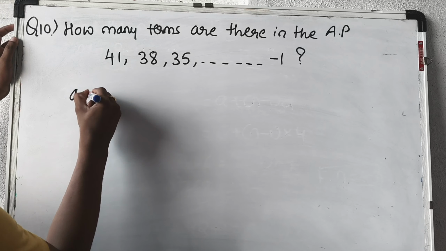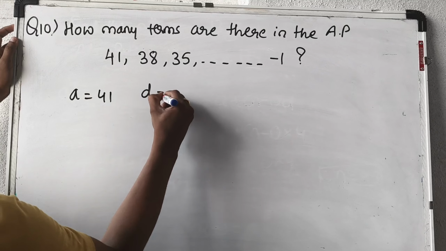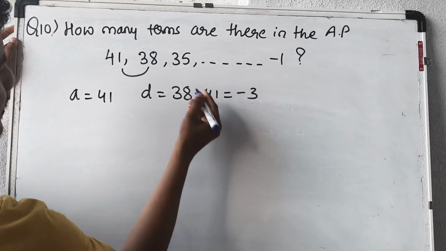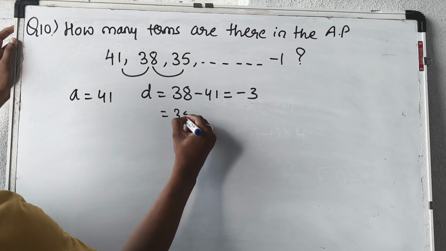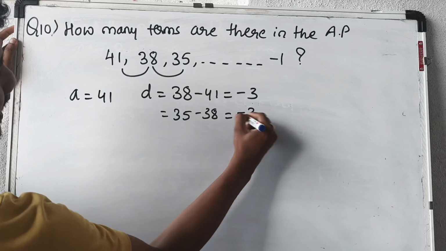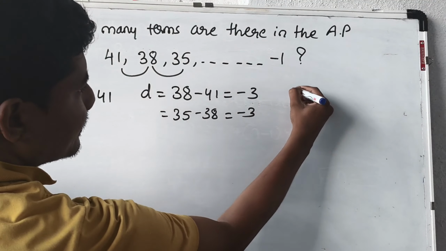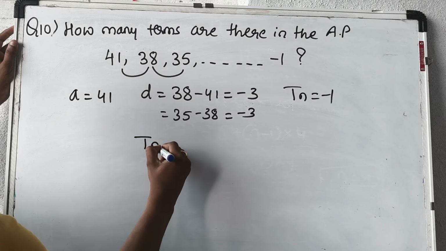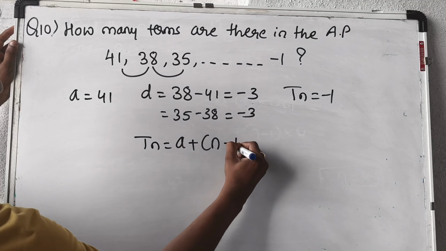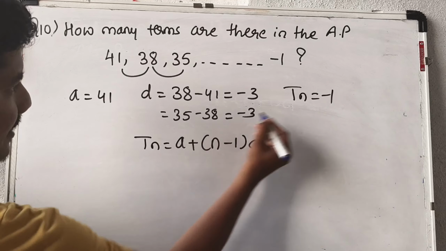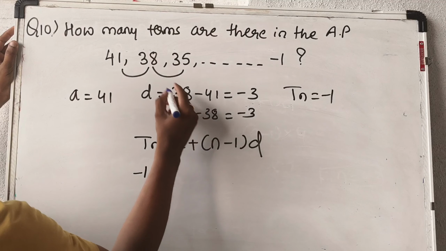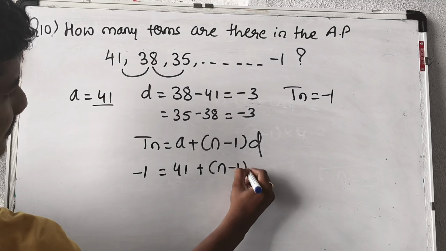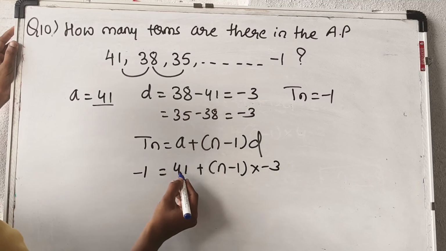How many terms are there in the AP 41, 38, 35, ..., -1? Here the first term is 41 and the common difference is 38 minus 41, that is minus 3, or else you can do 35 minus 38, which is also equal to minus 3. Again I am going to use the nth term formula of an AP, that is a + (n - 1)d. Here Tn is minus 1, a, the first term, is 41, n which term we don't know, and the common difference is minus 3.